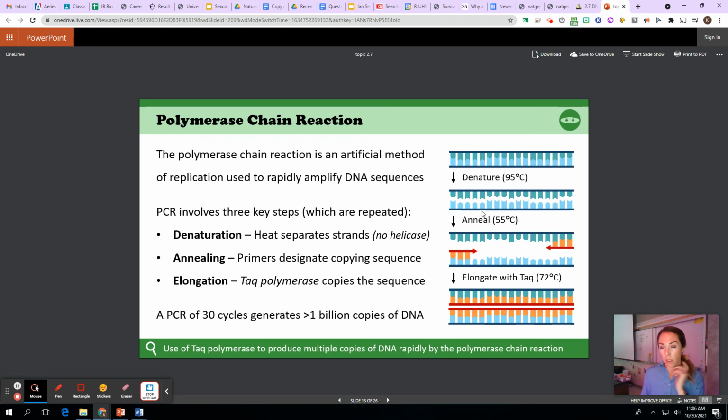They're mimicking what the enzymes do in an artificial model that creates a lot of DNA right away. So copying the DNA: denature, breaking apart, starting to add the bases here, and then putting them back together with that elongation. Okay, so the use of polymerase produces multiple copies by rapidly moving along the polymerase reaction.